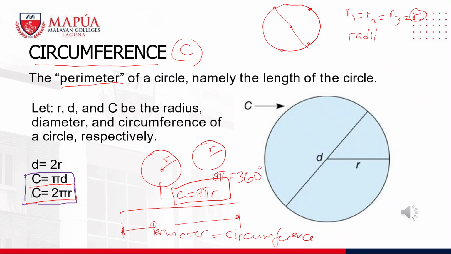So this is what we call diameter. When you connect 2 points on the circle and you draw a line, and the line that connects the 2 points passes through the center, this is what we call diameter. Okay, diameter ang tawag niyan, class.